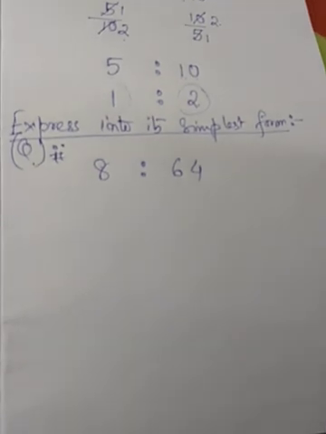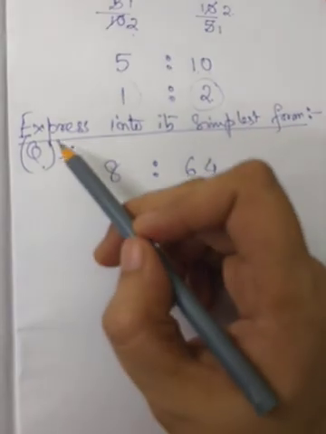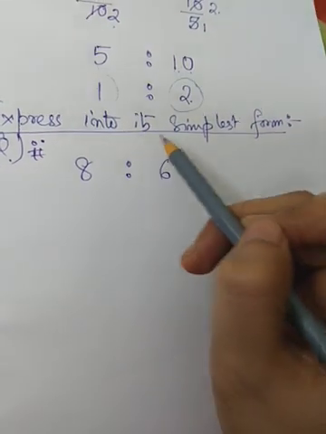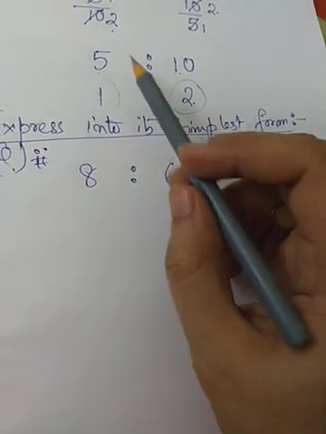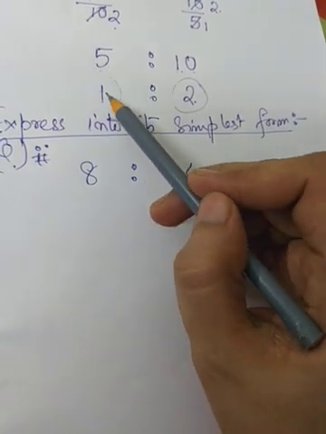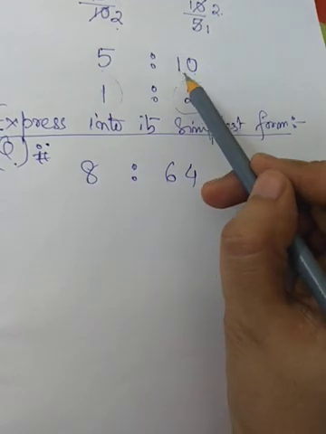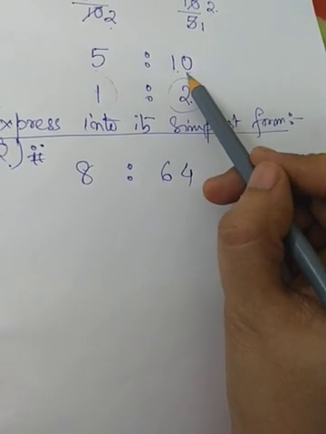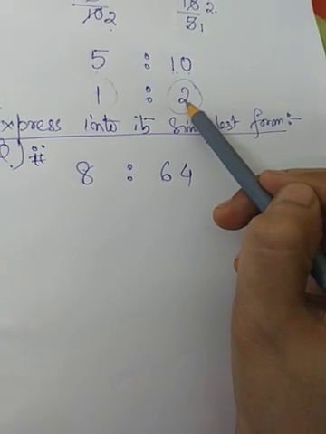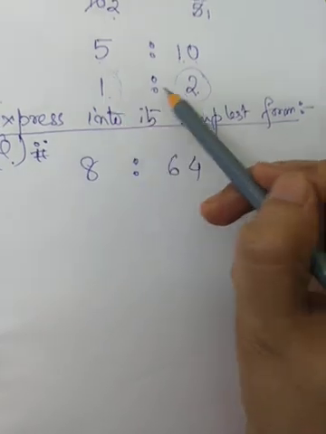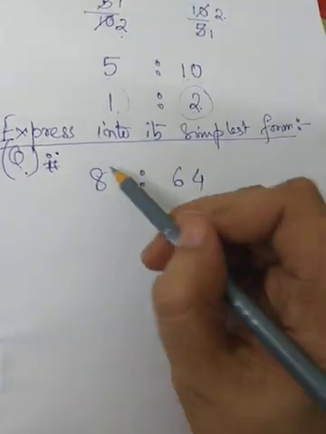Now let us do a few questions. The question is, express 5:10 in its simplest form. Here the number 5 is expressed in its simplest form: 5 ones are 5. And 10 is also expressed in its simplest form: 5 twos are 10. So 1:2 was the answer. Let us do this.